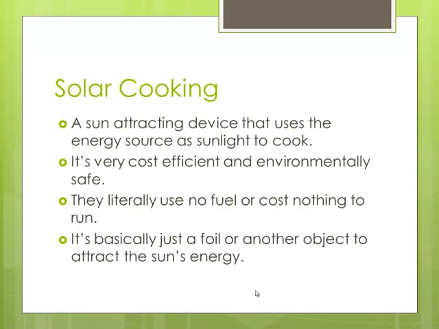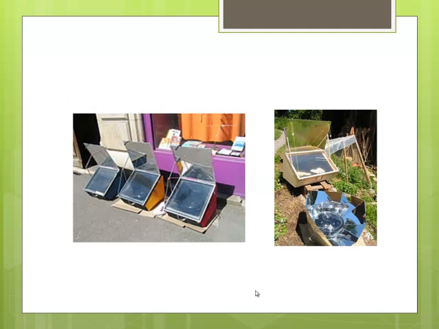Solar cooking. A sun-attracting device that uses the energy source as sunlight to cook is called a solar cooker. It's very cost-efficient and environmentally safe. They literally use no fuel or cost nothing to run. It's basically just a foil or another object to attract the sun's energy. It's also used in places where wildfires are prone to occur. These are examples of solar cookers.